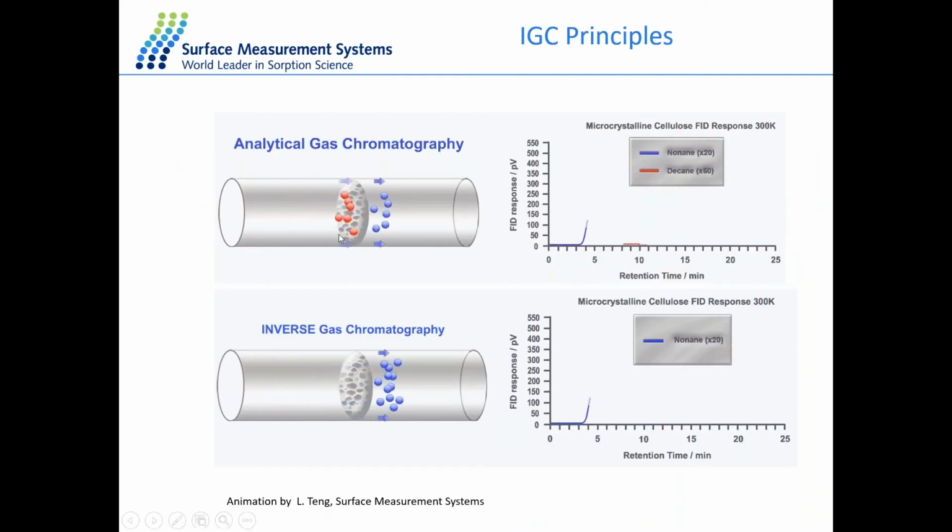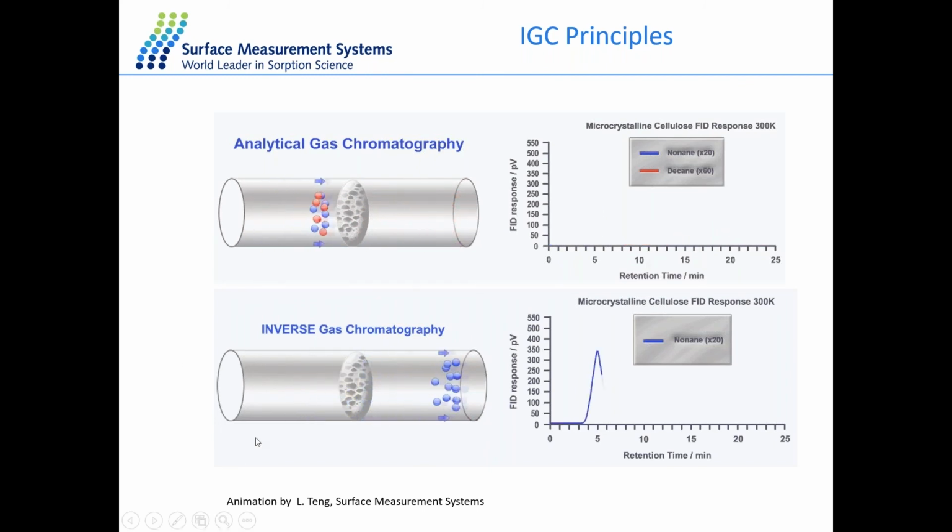Comparing to analytical gas chromatography, typically in this technique you would have a mixture of gas phase probe molecules, which you then inject into a column. Depending on the interaction between the column and the probe molecules, you obtain a separation between these probes. As a result, at the detector you obtain different peaks based on different retention times.